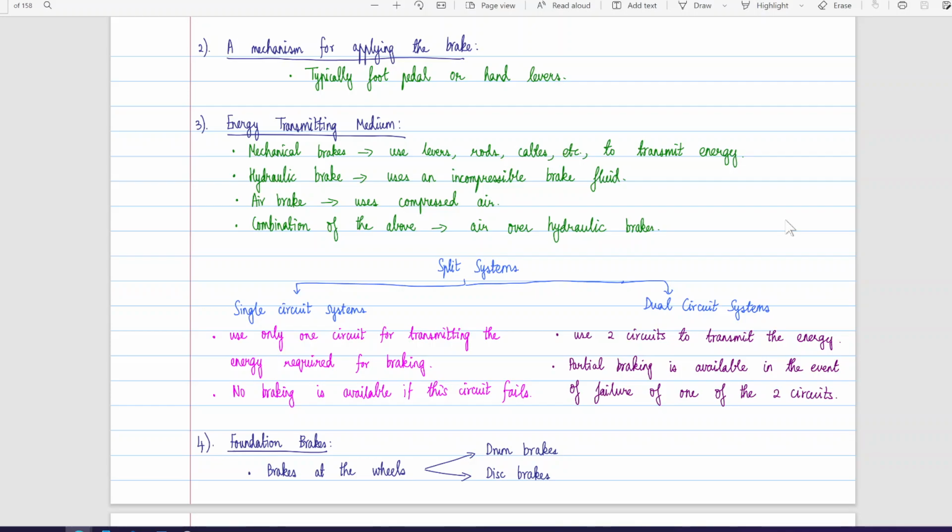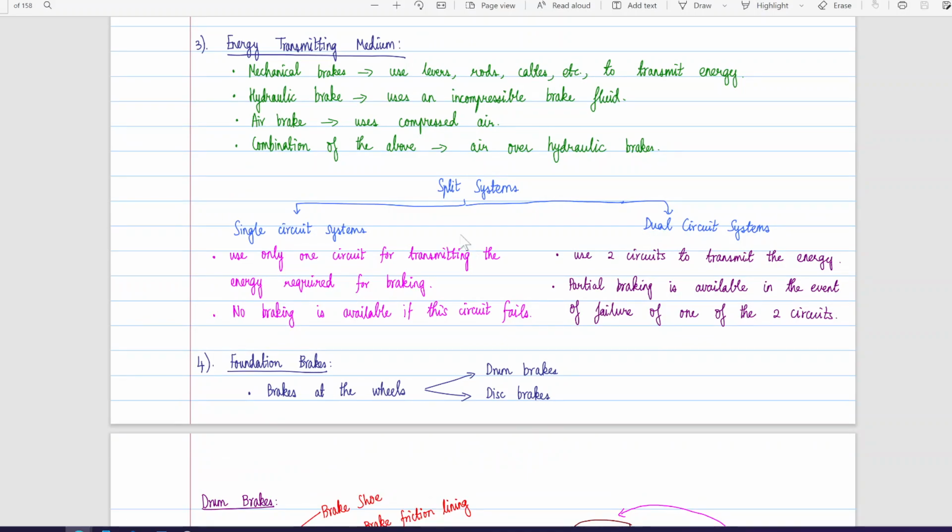Okay, so in energy transmission, which typically is a weaker link, we have split systems like single circuit systems and dual circuit systems. In a single circuit system, we only use one circuit for transmitting the energy required for braking, and there will not be any braking available if this circuit fails. On the other hand, in the dual circuit systems, we use two circuits to transmit the energy. Partial braking is available in the event of failure of one of these two circuits.